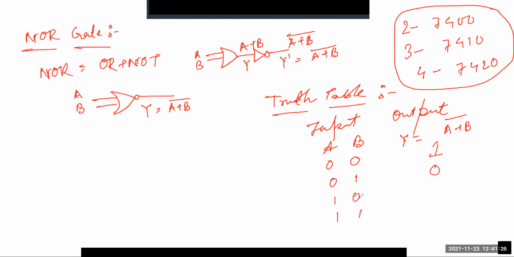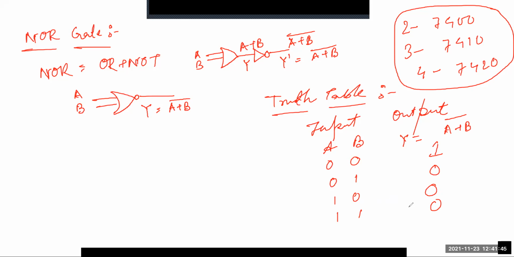Again 1 plus 0 is 1, so the bar means 0. Again 1 plus 1 means 1, but we have the bar here, so it is again 0. So this is the truth table of the NOR gate.